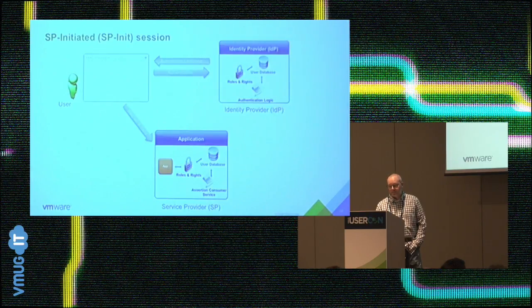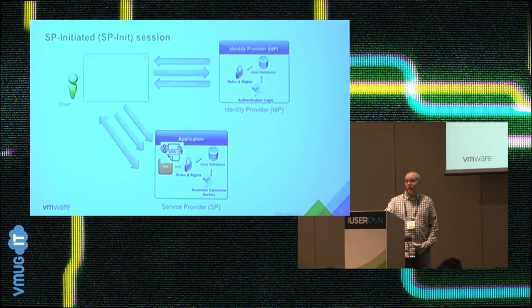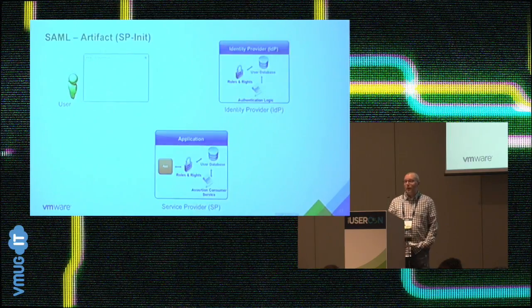Authentication happens, but now the user doesn't have to choose the service. The service provider, in the redirect message, identified itself. So the identity provider already knows what I'm trying to access. So it immediately creates a SAML assertion. The same kind of redirect message happens, and the user gets access to the service provider.